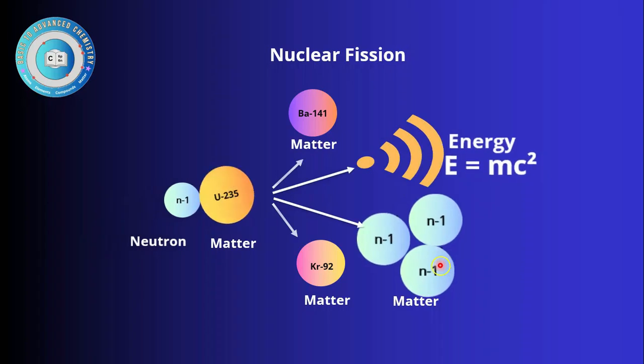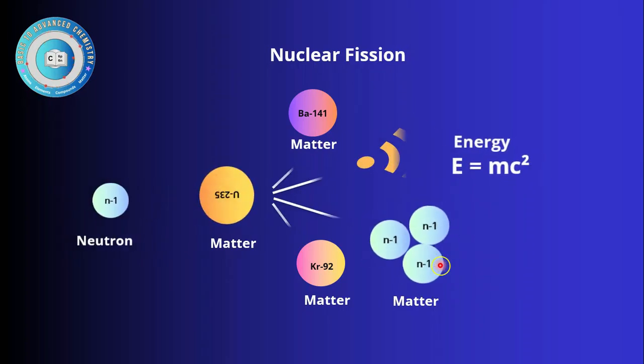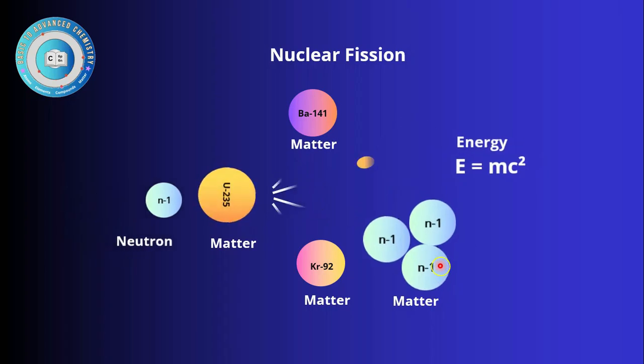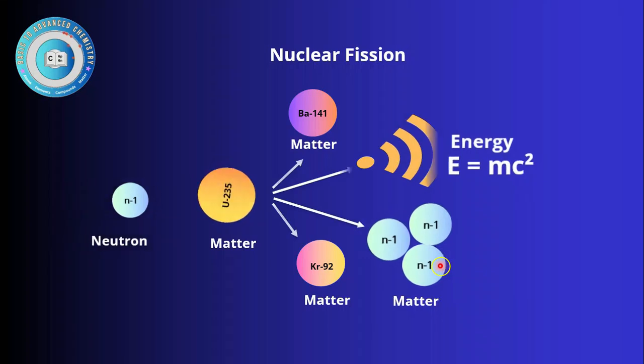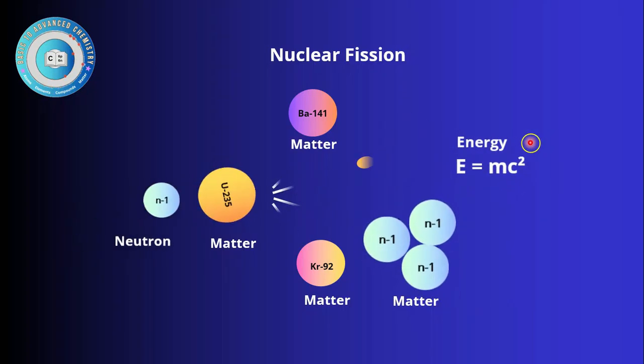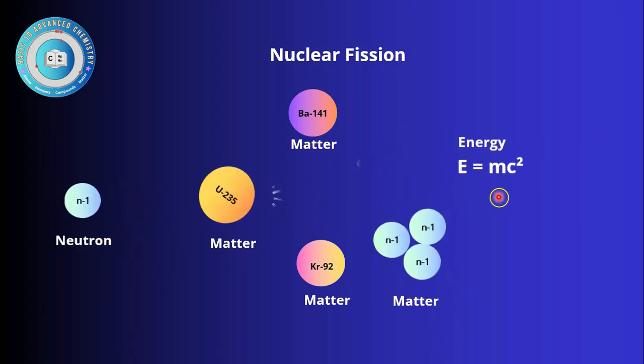So if we add the mass on the reactant and the product side, some amount of mass is missing from the product side. This missing mass is converted to energy, not disappeared. This is another example showing us how matter is changed to energy like this one.